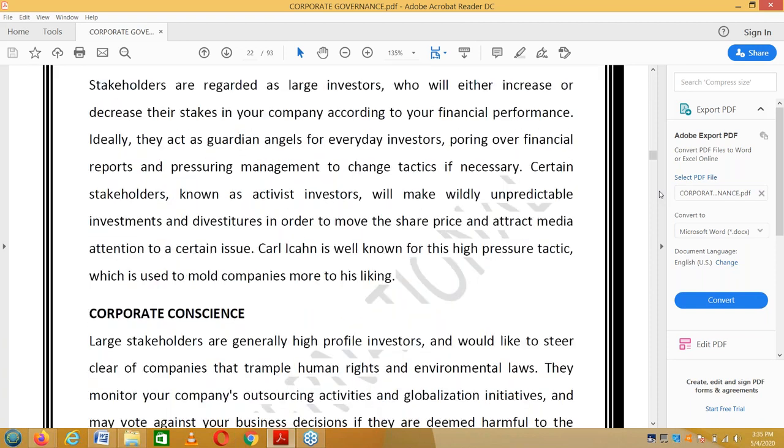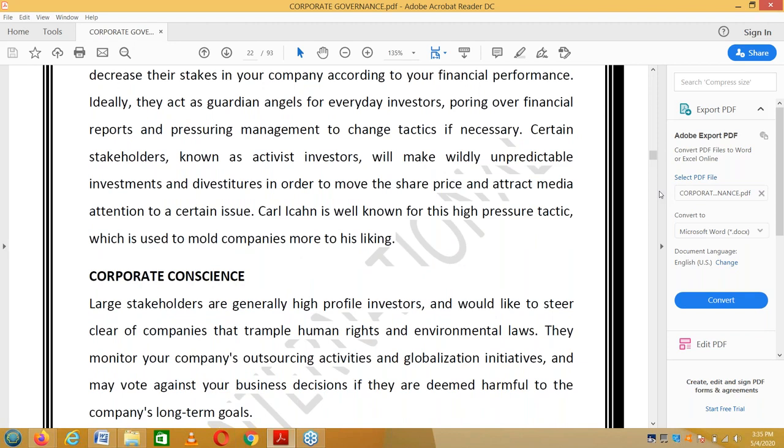Now let's look at corporate concerns. Large stakeholders are generally high-profile investors and would like to steer clear of companies that trample human rights and environmental laws. We talked about the image of a company. We talked about the importance of corporate governance, which will improve the image of the company in the public eye. So corporate concerns include large stakeholders, generally high-profile investors that invest in large amounts, and they will stay clear of companies that trample human rights and environmental laws.